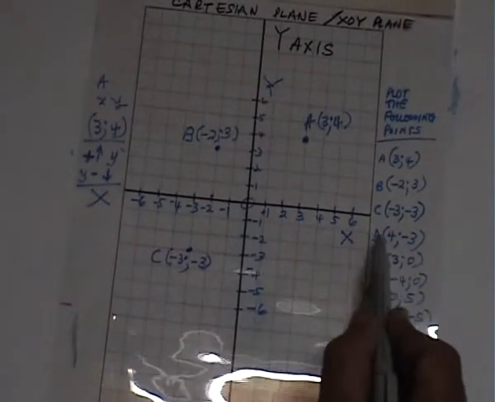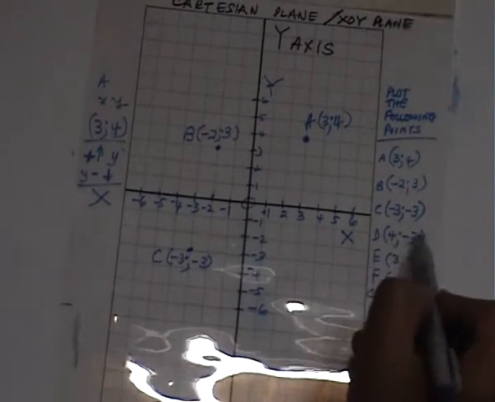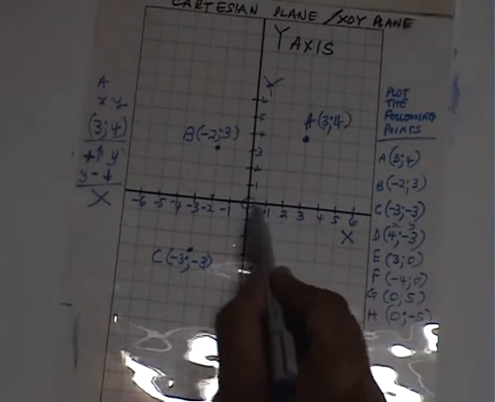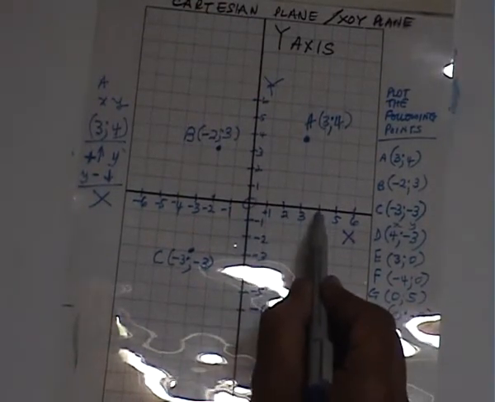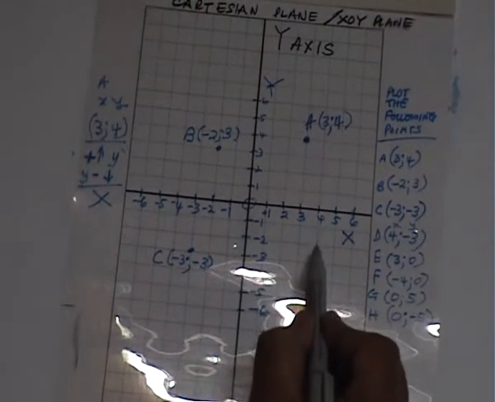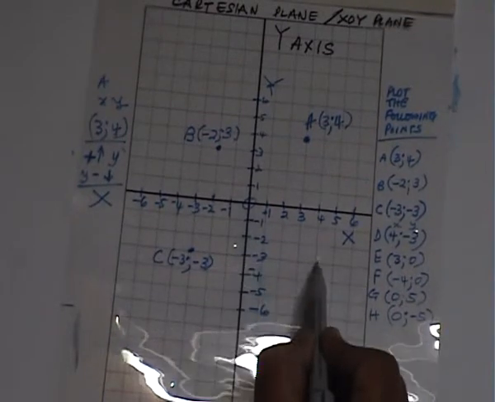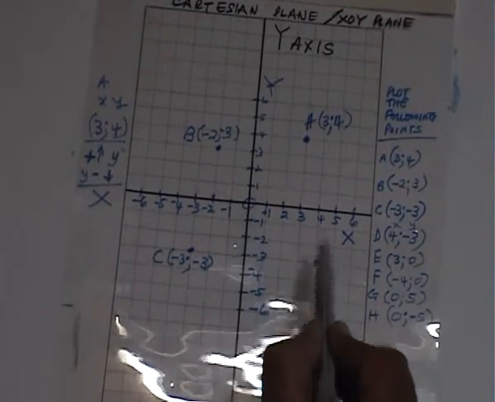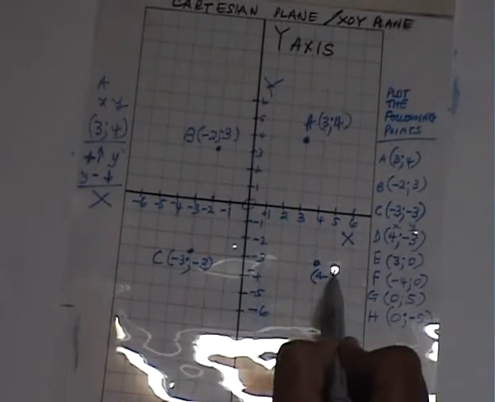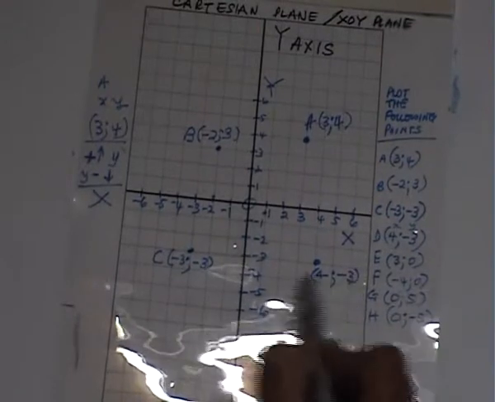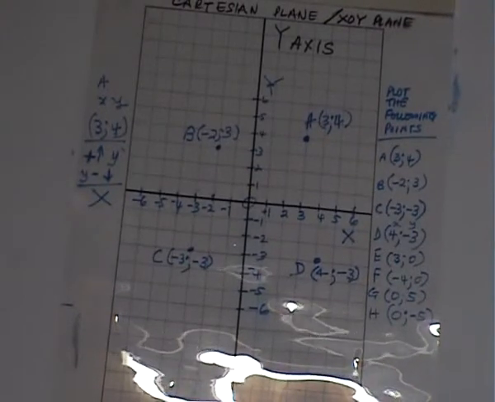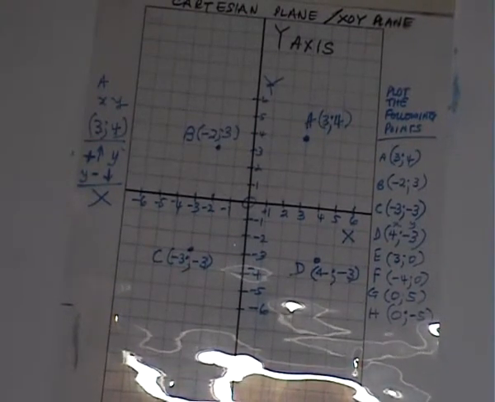Alright, let's go look for D. D is 4, minus 3. So that's your x, that's your y. Look for 4 on the x-axis, there it is. And then minus 3 after that means go down 3 units: 1, 2, 3, and then put your dot. So that's 4 and minus 3, and the label is D. Alright, so we finished plotting A, B, C, and D.